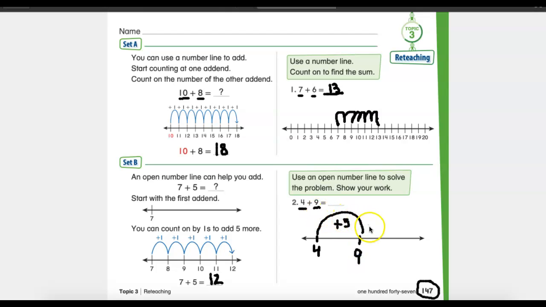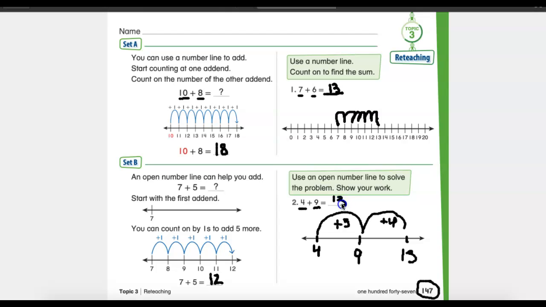So if I have to make 9, I have to jump 4 more spots. Now I'm going to jump 4 more, plus 4, and I know that 9 plus 4 is equal to 13. So all I did was still start at 4. I added 9, but I broke it into 2 numbers, 5 and 4. So I started at 4, jumped 5, got to 9, jumped 4 more, and I got to 13.